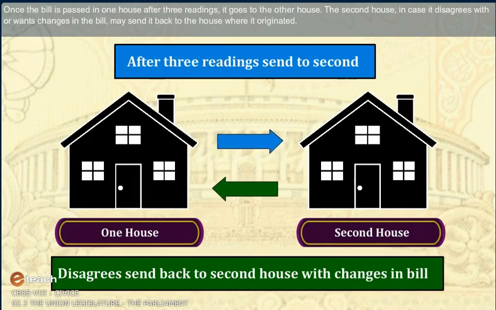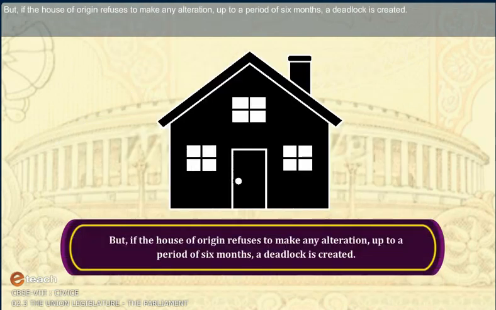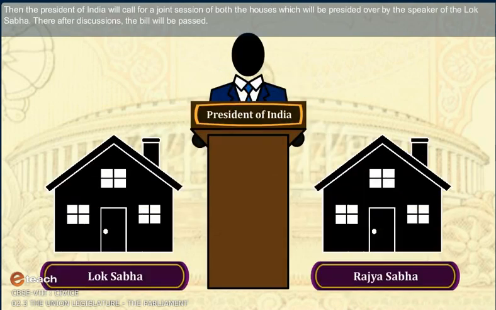Once the bill is passed in one house, after 3 readings, it goes to the other house. The second house, in case it disagrees with or wants changes in the bill, may send it back to the house where it originated. But if the house of origin refuses to make any alteration, up to a period of 6 months, a deadlock is created. Then the President of India will call for a joint session of both the houses, which will be presided over by the Speaker of the Lok Sabha. Thereafter discussions, the bill will be passed.